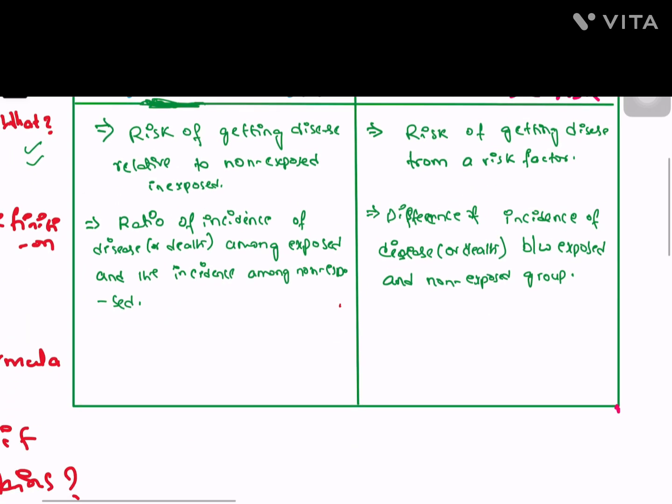So we'll see the formula according to the definition. It is the incidence of disease among exposed and non-exposed. So incidence of exposed by incidence of non-exposed. How will we get the incidence? It is the number of people getting diseased by the total number of people having the risk factor, or the number of people diseased among the total number of people not having the risk factor.